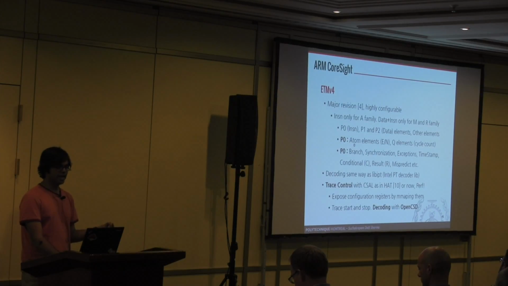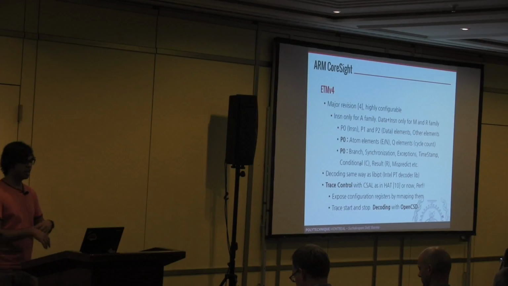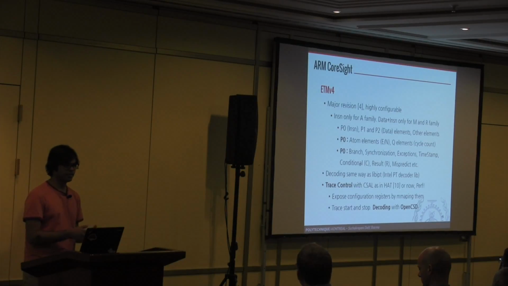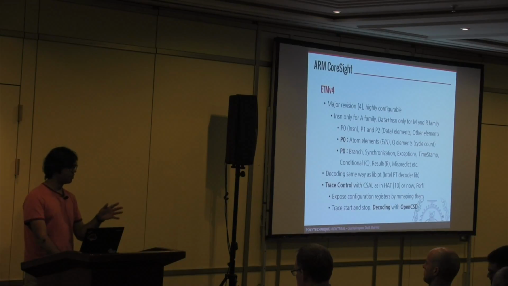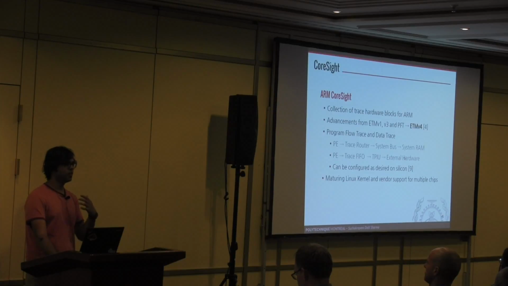You can see the atomic elements are taken or not taken, meaning whether the branch was enabled or not. Q elements are like the CYC packet, the cycle count. Then there is a conditional element, for a conditional branch. There's also a result element, I don't exactly remember what it was. And then a lot of other stuff like branch mispredict and everything. So it looks very much like Intel PT.